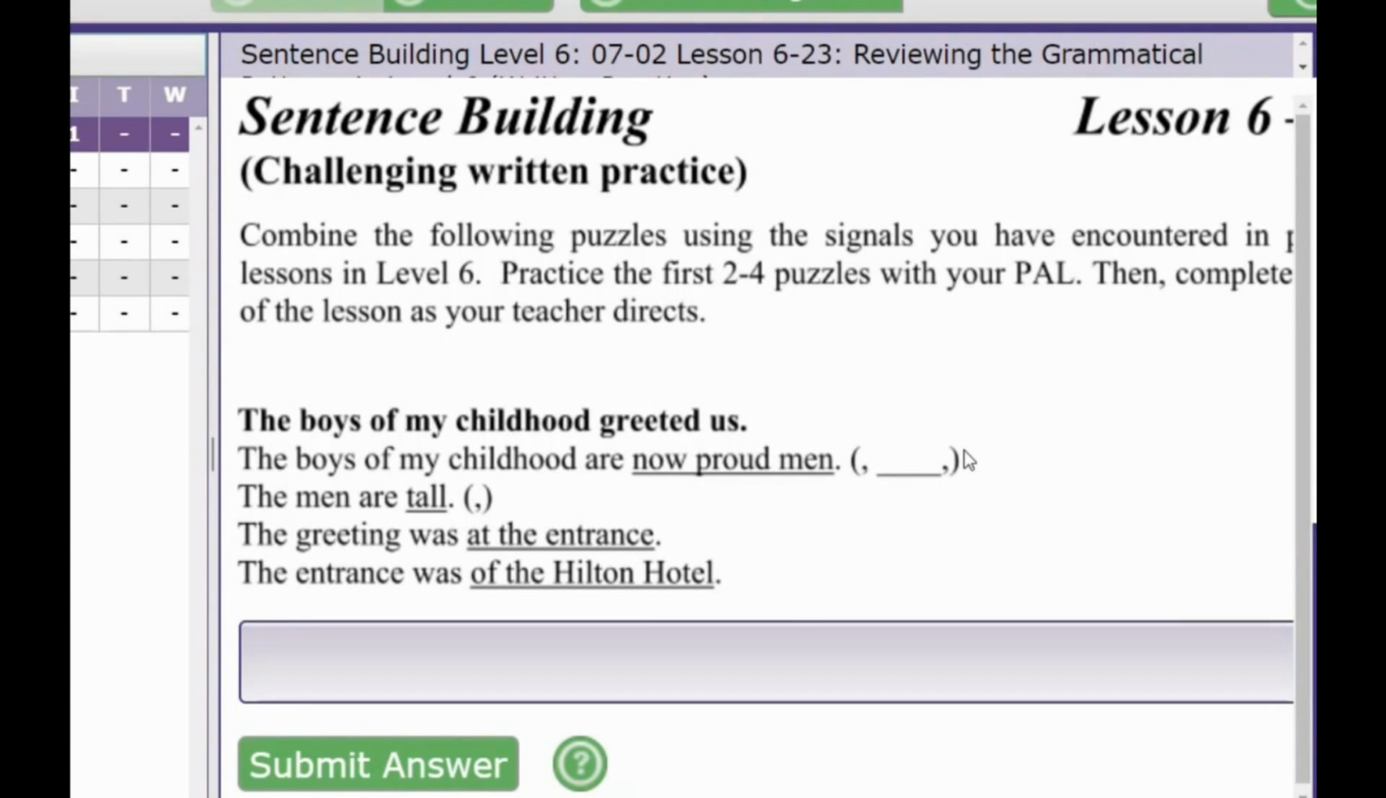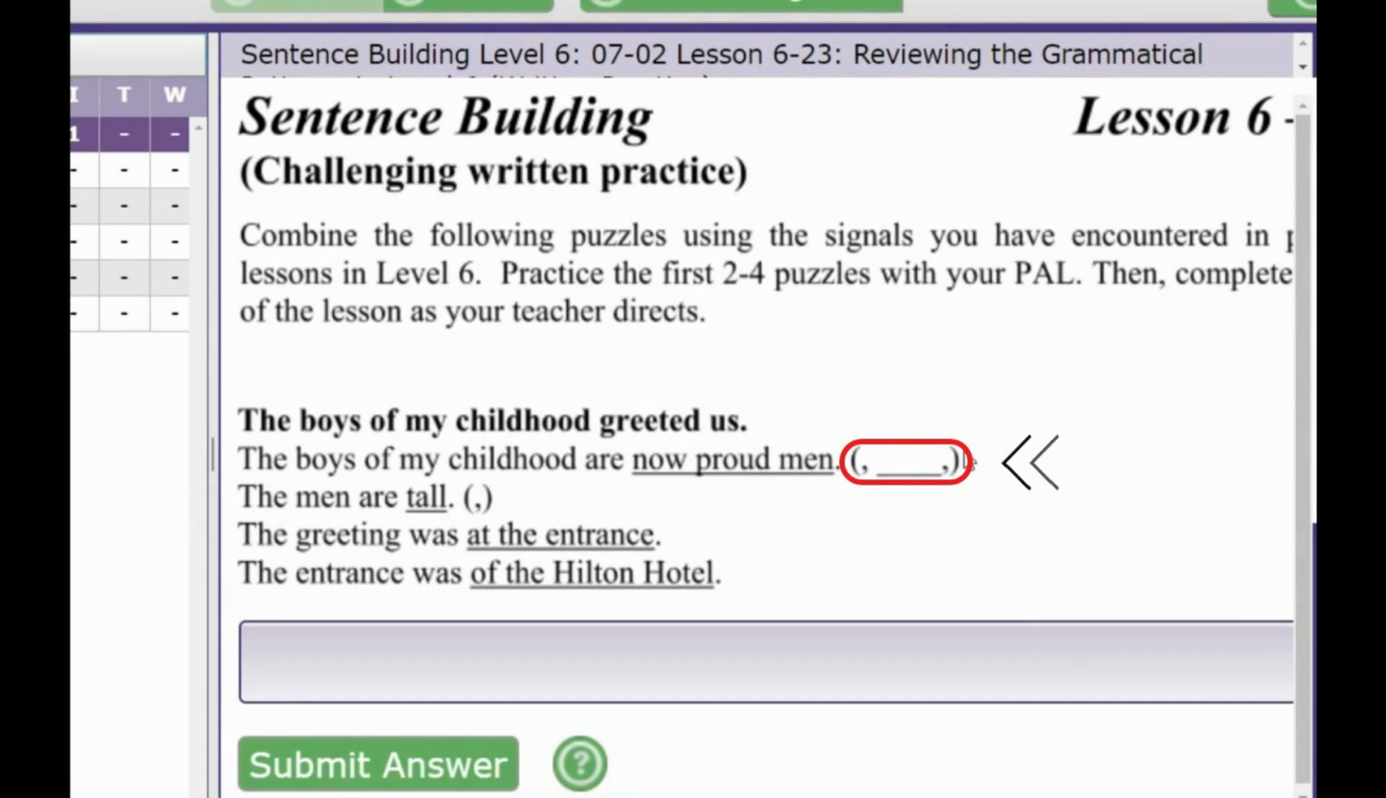Begin by reading the sentences in the sentence building puzzle separately. The base sentence: the boys of my childhood greeted us. And the signal sentences: the boys of my childhood are now proud men, the men are tall, the greeting was at the entrance, and the entrance was of the Hilton Hotel. The signals for combining these sentences to the base sentence are in parentheses.